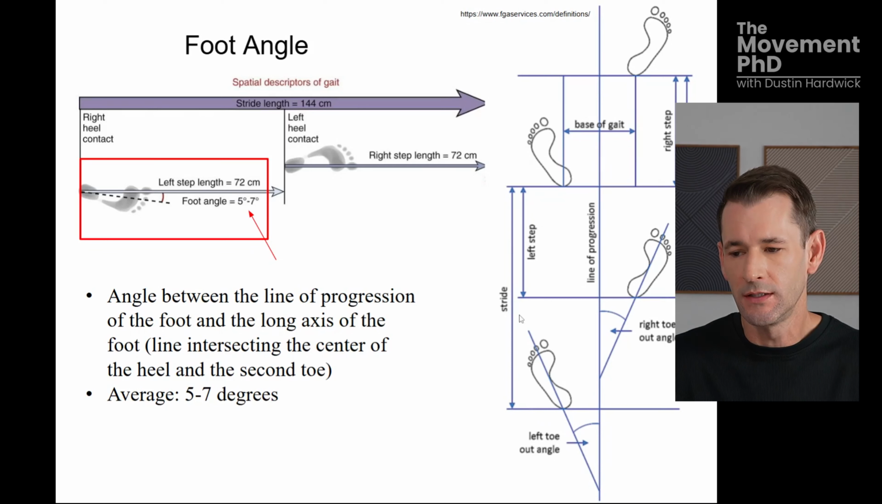So again, it's a midline of your foot measured against the line of progression of walking. That angle should be approximately 5 to 7 degrees.